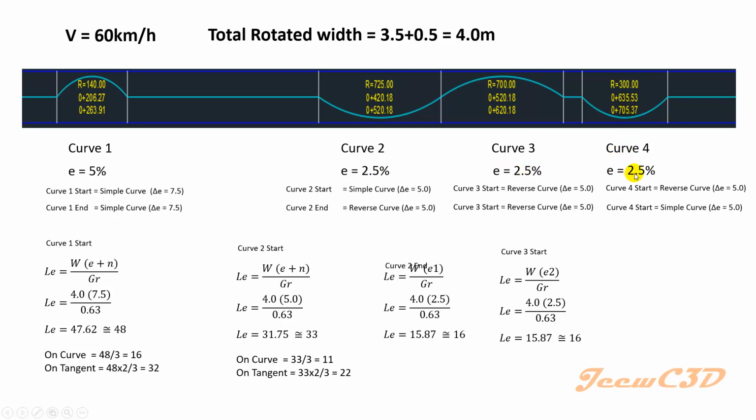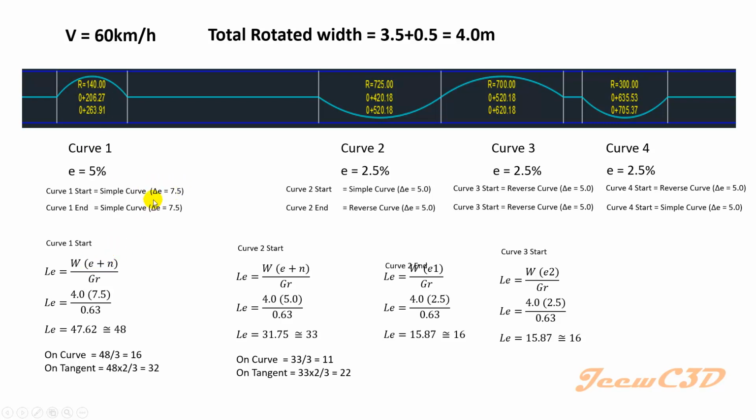So if you think about the start section of curve 1, it is acting as a simple curve. That means you have a long straight and a curve. This part is acting as a simple curve. In this section you have minus 2.5 super elevation, that is the normal cross fall. In this section you have plus 5 super elevation. So from minus 2.5 to plus 5, your delta E, otherwise E plus N, would be 7.5.